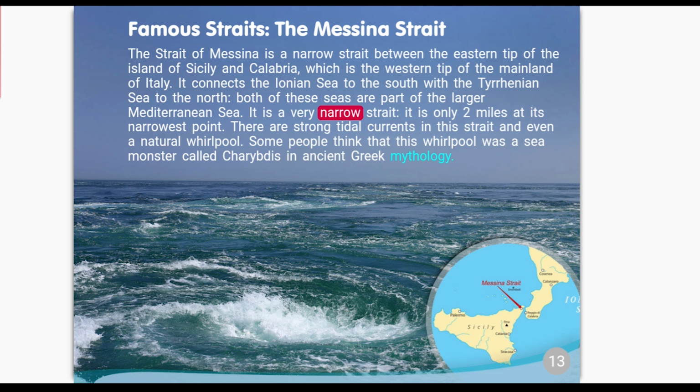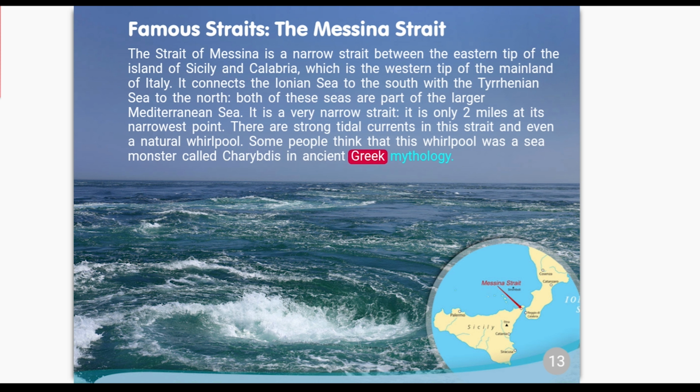It is a very narrow strait. It is only 2 miles at its narrowest point. There are strong tidal currents in this strait and even a natural whirlpool. Some people think that this whirlpool was a sea monster called Charybdis in ancient Greek mythology.